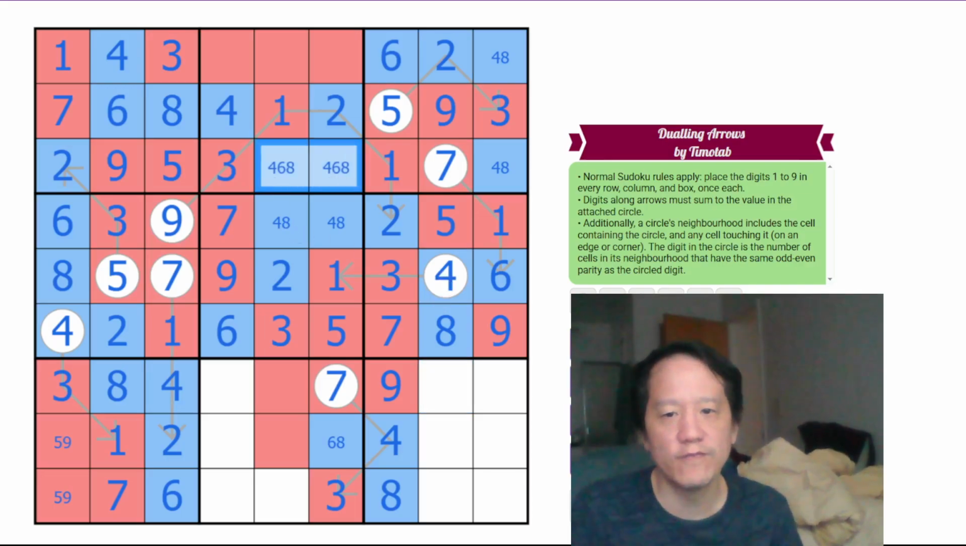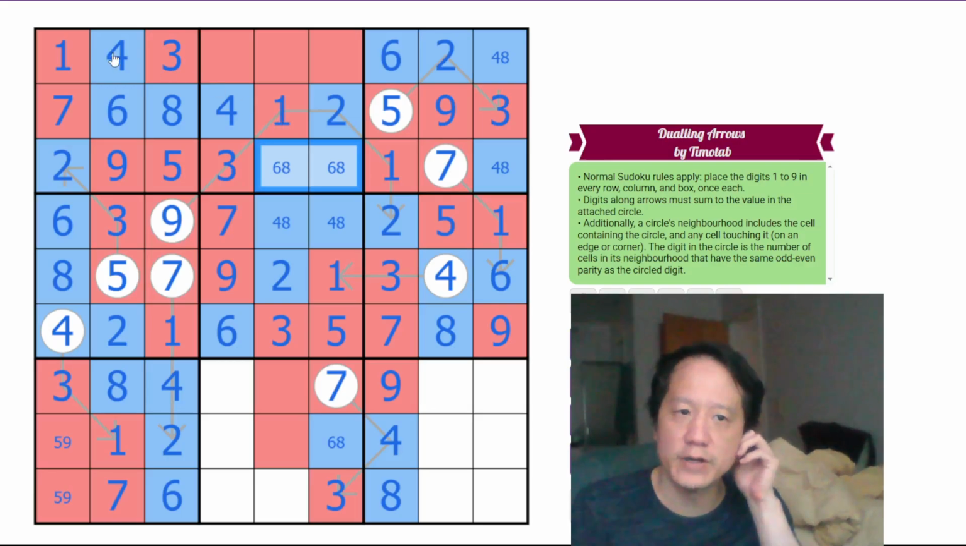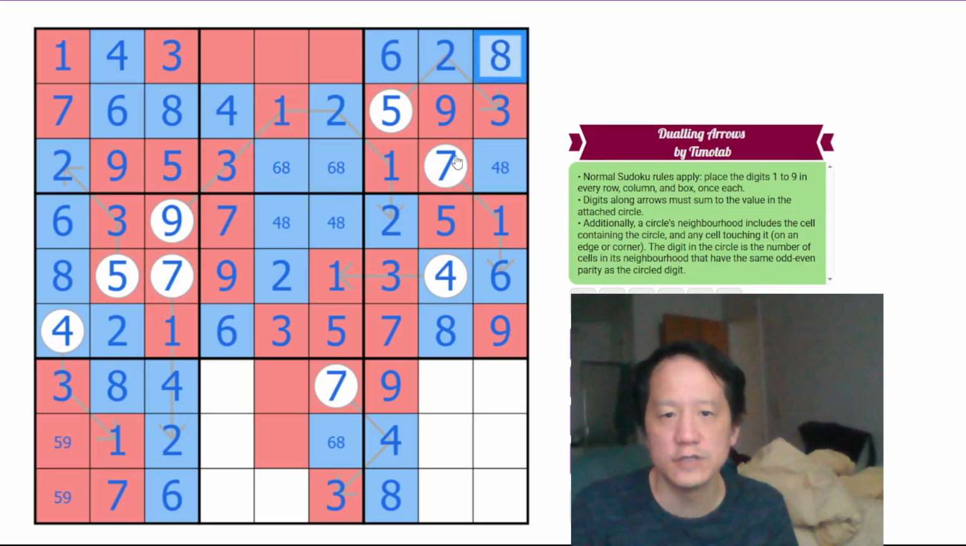This can no longer be 4. It becomes a 6, 8 pair. This 4 eliminates 4 here. So this is 8. This is 4.